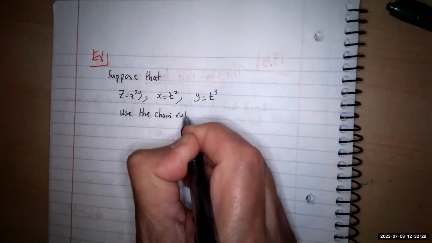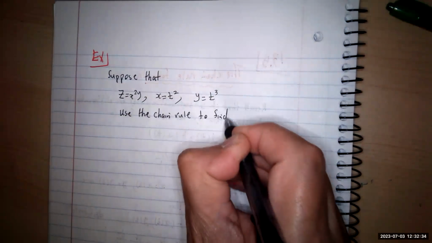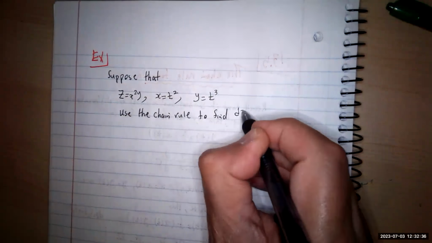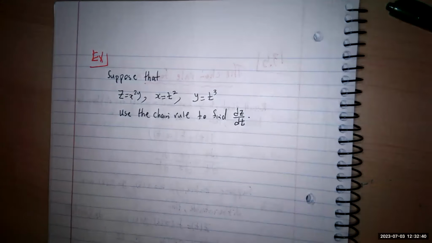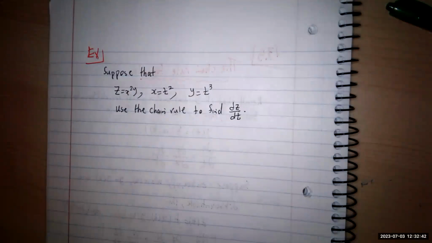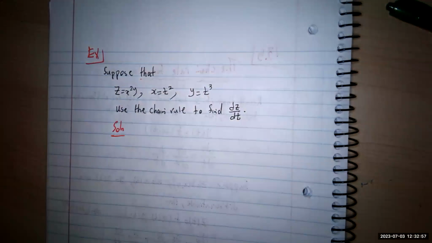Use the chain rule to find dz dt. Since they ask to use the chain rule, you are not going to substitute first. You just find it as is. It's like a differential of z, but with respect to t. So this is how we're going to do it. Solution. The formula first.